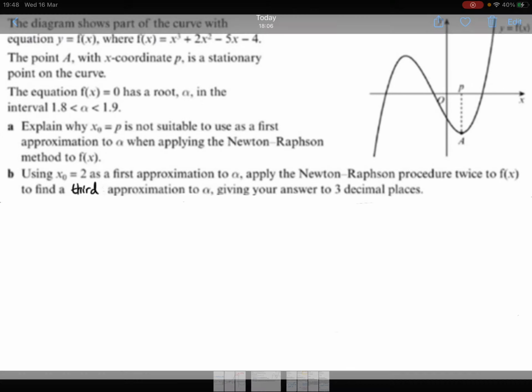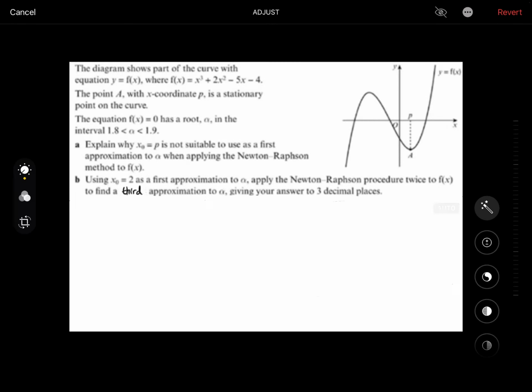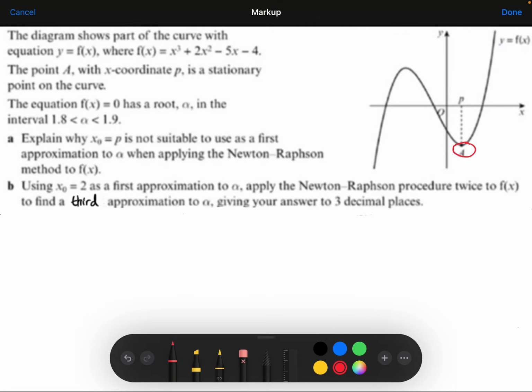Right, so let's have a look at an example. The diagram shows part of the curve of the equation y equals f of x, where f of x is equal to x cubed plus 2x squared minus 5x minus 4. The point A with x coordinate P is a stationary point. So we have this point here, that's a stationary point there. The equation f of x has a root alpha in the interval 1.8 to 1.9. So this is alpha here, this is my root, that is between 1.8 and 1.9.